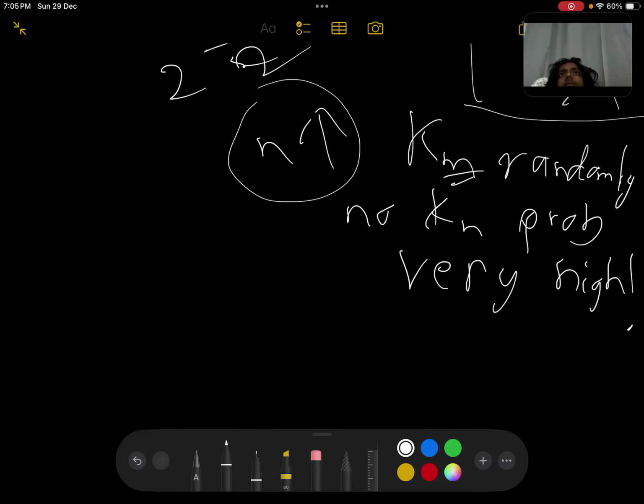Here for this 2 to the n by 2, you're getting 99% of the colorings with no Kn. What would I do with this many colorings? You just need one. So that's why this m is not a good bound.